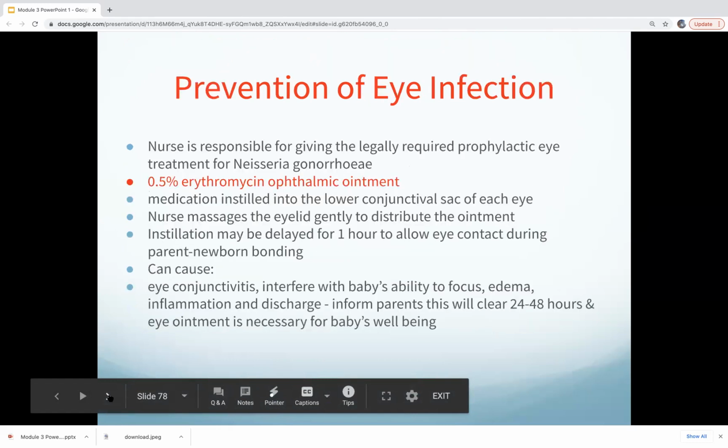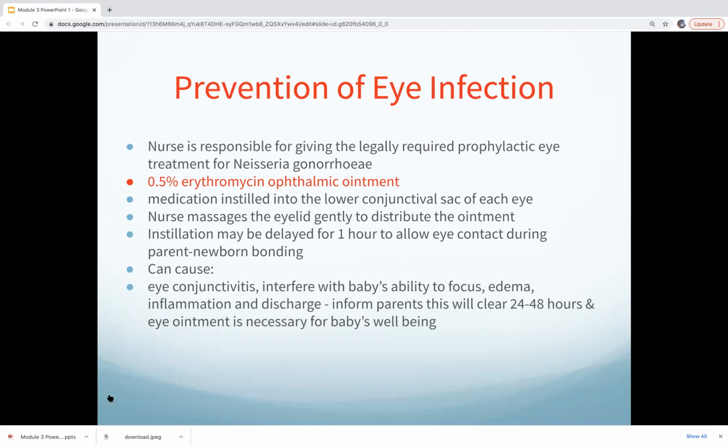Another medication. So far we've talked about 2 newborn medications. The first one was that vitamin K, which is an IM injection given in the vastus lateralis. The second one we talked about was the first vaccine, hepatitis B, given IM as well. And then the next thing we're going to be giving is erythromycin eye ointment.